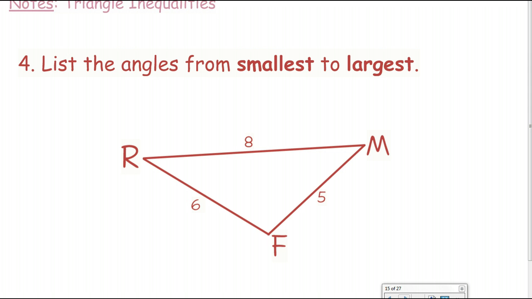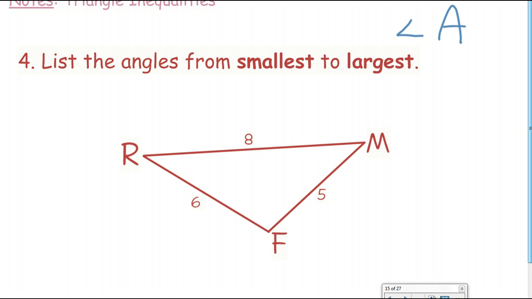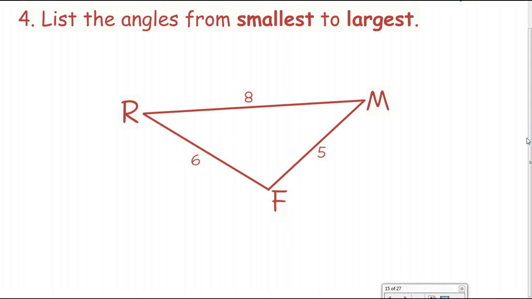Okay. Moving on. List the angles from smallest to largest. How do you write an angle? You put that little triangle sign. Almost. That angle symbol. So that would be how I name an angle. That's angle A. I want you to name the angles from smallest to largest. Go ahead and do it.